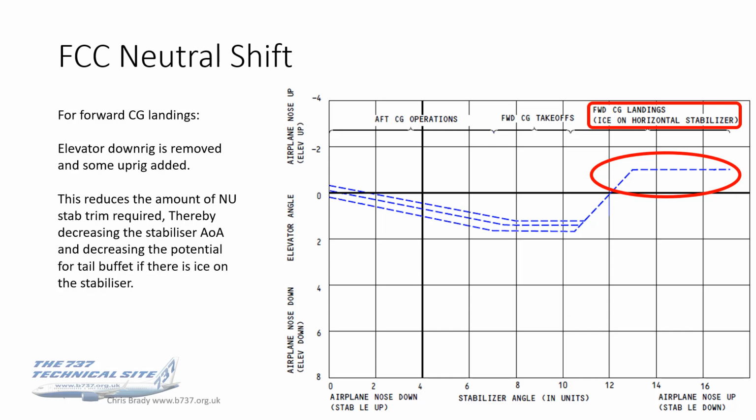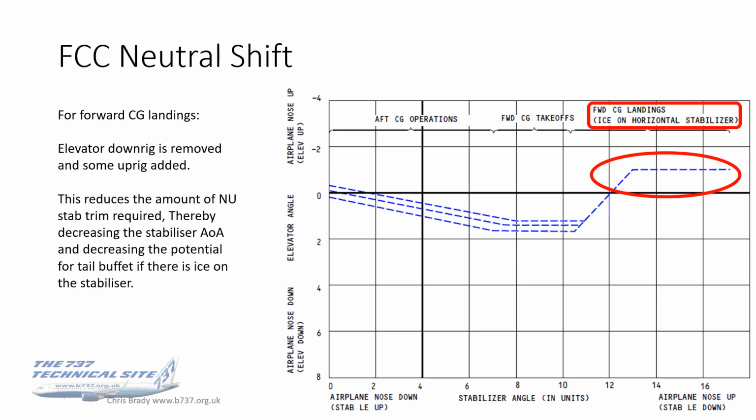So say forward CG landings, the downrig is completely removed, uprig is added, so that you're reducing the stab alpha to reduce the chance of the stab stalling.